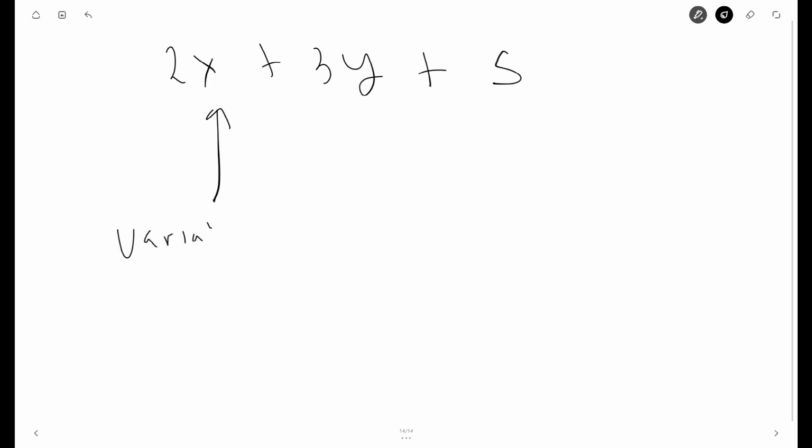Sometimes you will have something like this, for example 2x plus 3y plus 5. So these are the variables, and then the plus 5 is the constant.